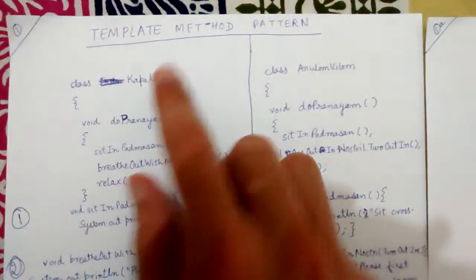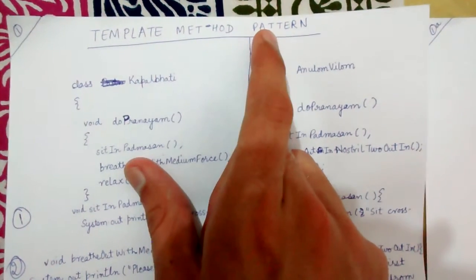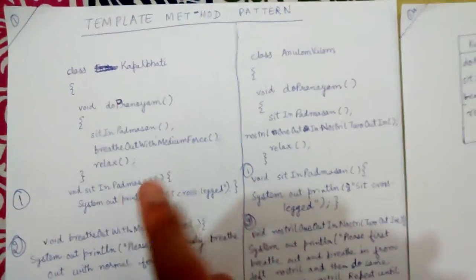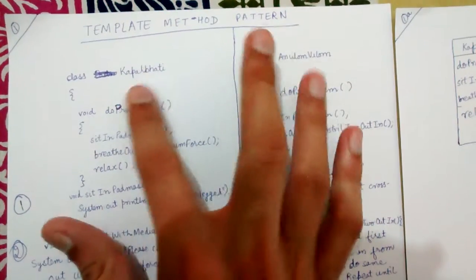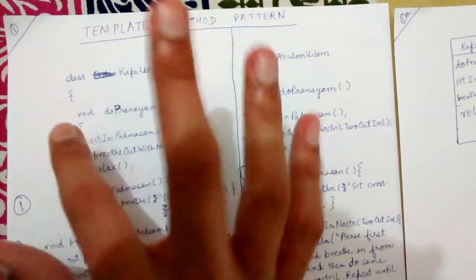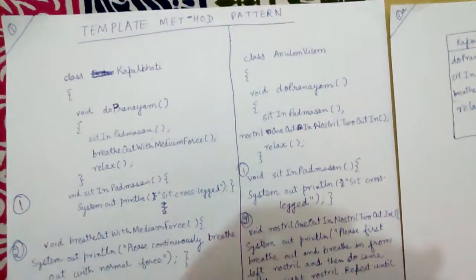Hello friends, so today we will be looking at template method pattern. We look at two classes, Kapalbhati and Anulom Vilom, which are two different kinds of pranayam, which is a part of yoga.